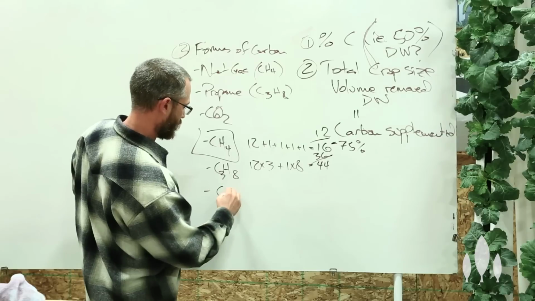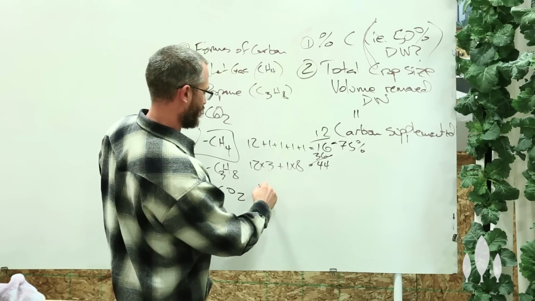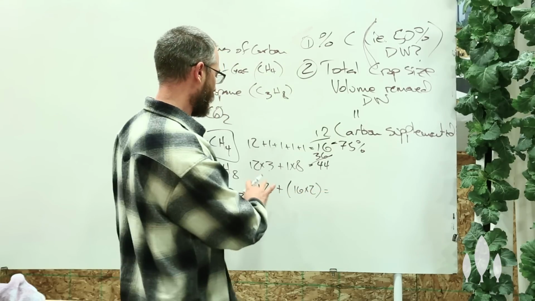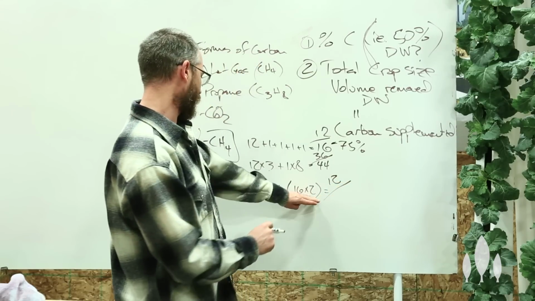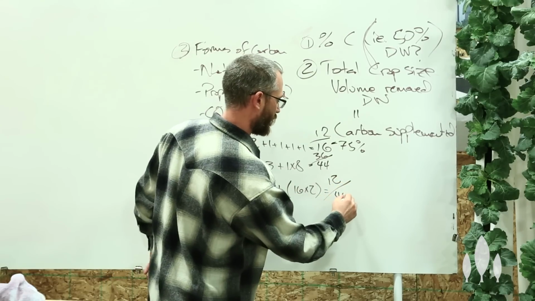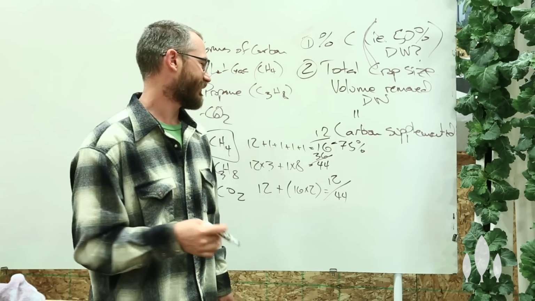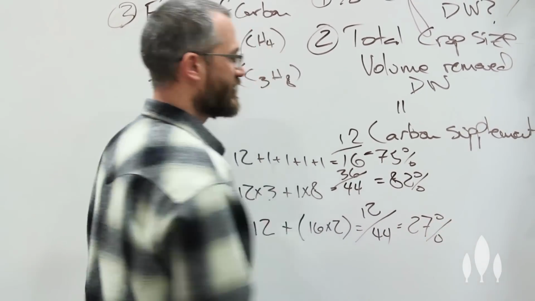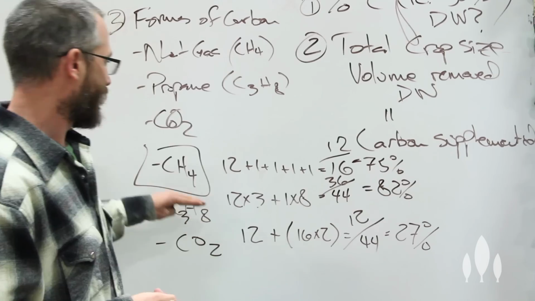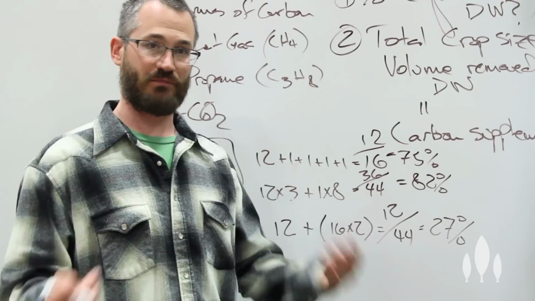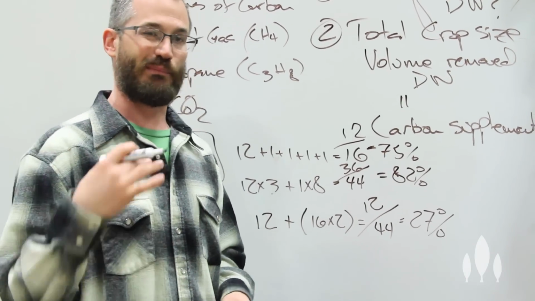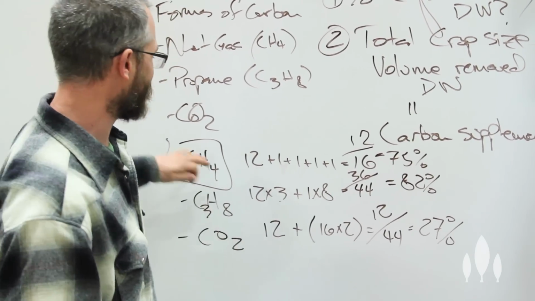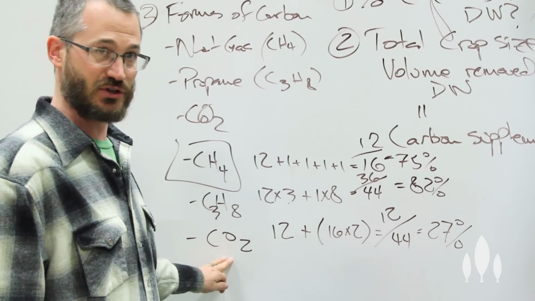And then, of course, CO2. For CO2, we basically have 12 plus 16 times 2, right? That gives us a carbon ratio of 12 over 32 plus 12, which is 44. That's a bad ratio, right? We're talking about 75%, 82%, and 27%. So when we're talking about the carbon content of these different things, we're getting the most bang for our buck out of propane and natural gas, right? Now, it does require that we're burning that propane and natural gas to get that carbon out, but as far as just getting it into our growing environment, this is much more efficient than just using bottled CO2.